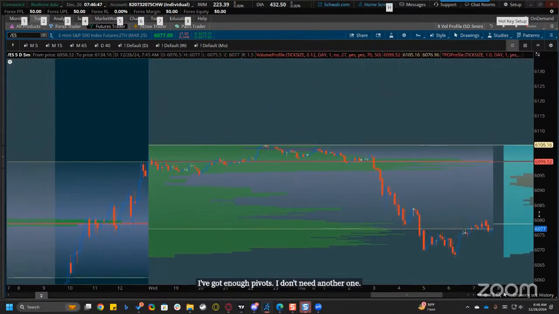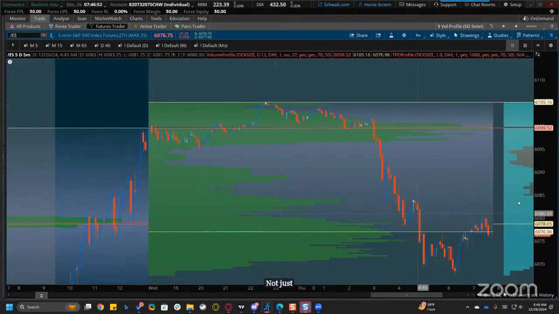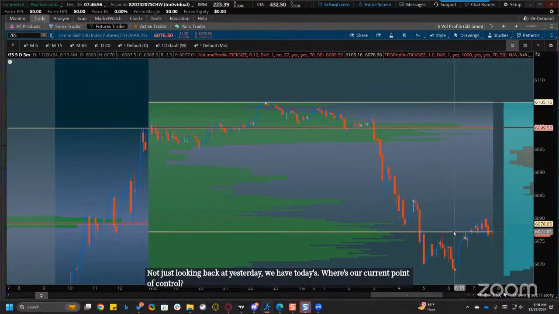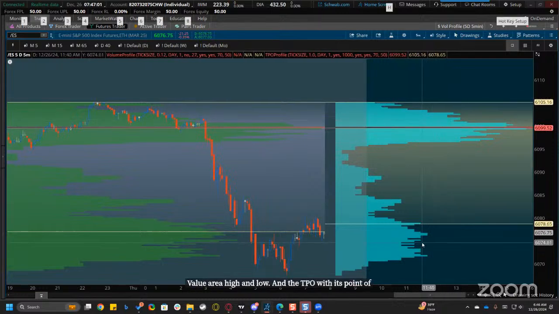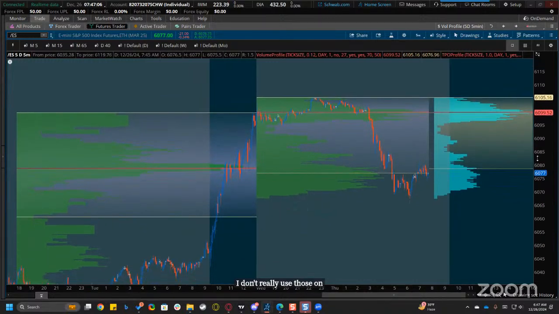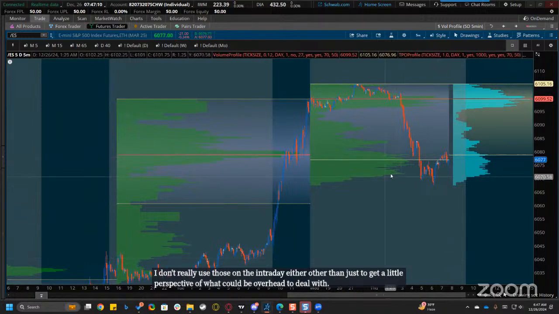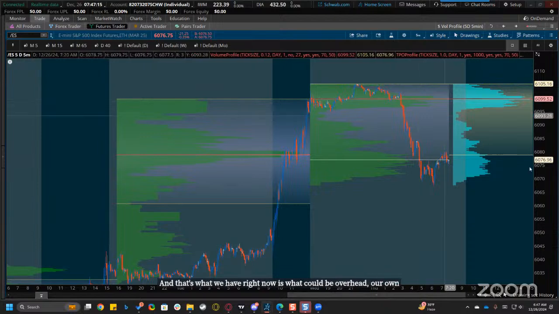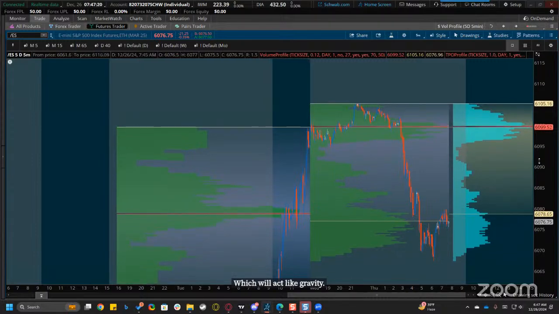And then we have today's profile. Not just looking back at yesterday, we have today's. Where's our current point of control, value area high and low, and the TPO with its point of control and value area high and low. I don't really use those on the intraday either, other than just to get a little perspective of what could be overhead to deal with. And that's what we have right now: our own point of control, which will act like gravity if we get within its range or its zone.